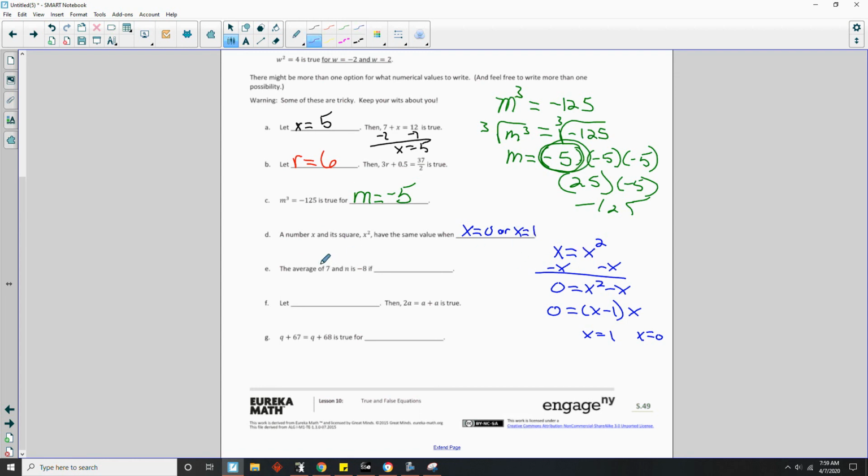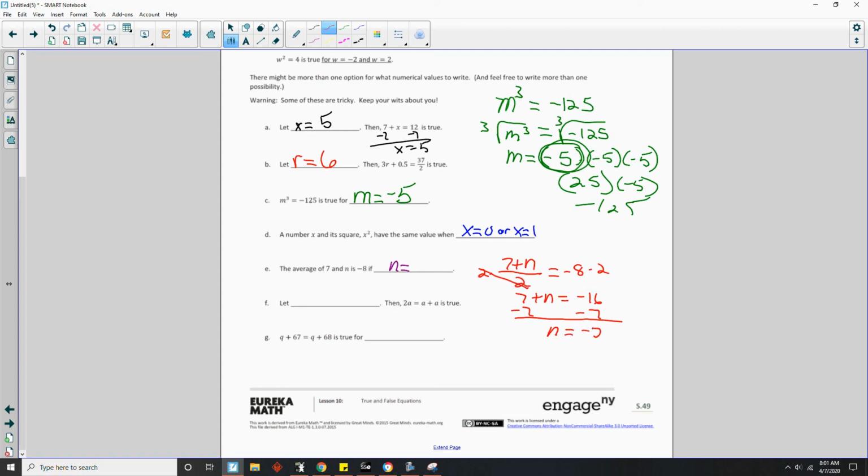E, the average of 7 and n is negative 8, if n equals what number? Okay, let me clean this page up. So, the average of 7 and n. Well, average is when you take two numbers, add them together, and divide by 2. That has to equal negative 8. So I multiply both sides by 2 to get rid of this. So I have 7 plus n equals negative 16. And I subtract 7 from both sides. And I get n equals negative 23.